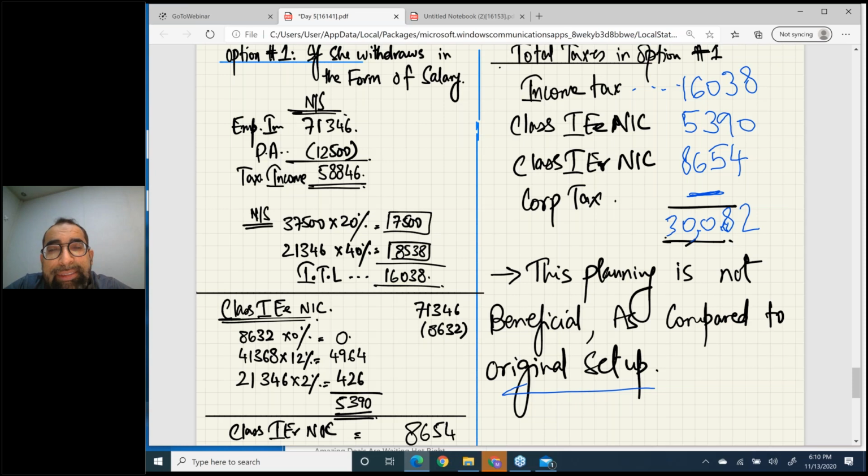So you may ask this question: sir, why didn't you deduct 3,000 from this 8654? Each and every employer is allowed to use that employer allowance. Why didn't I deduct this 3,000 from class 1 employer NIC? Can anybody answer this question through WhatsApp? That's a relief which we studied.